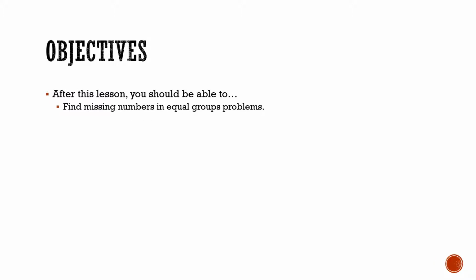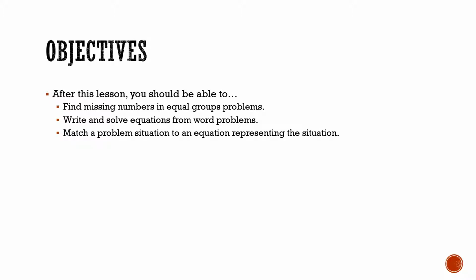Our objectives for this lesson: after this lesson you should be able to find missing numbers in equal groups problems, and write and solve equations from word problems. Match a problem situation to an equation representing the situation.